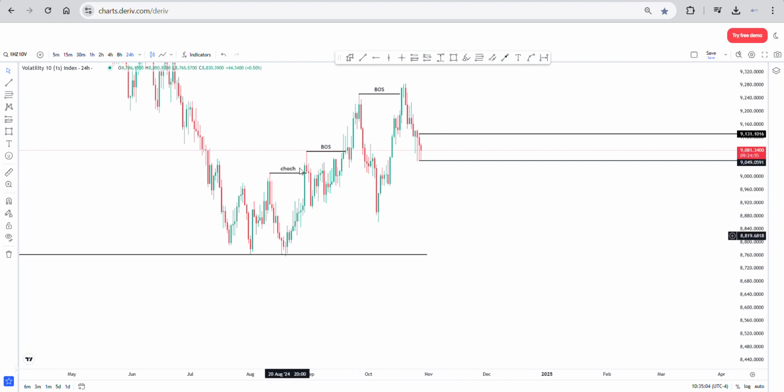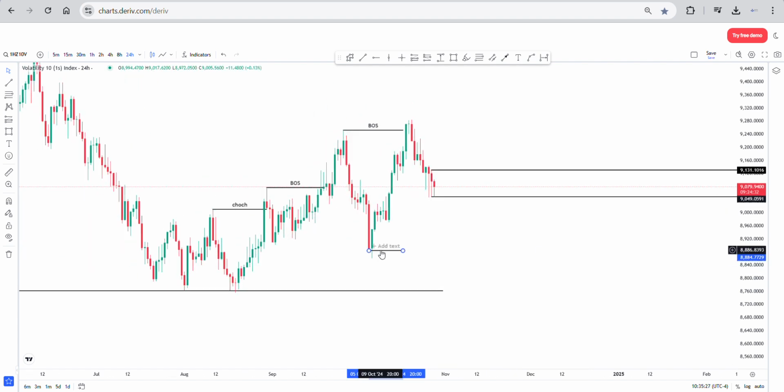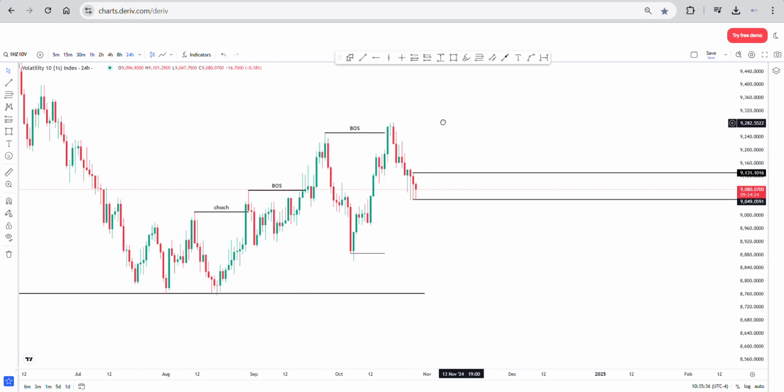So from this break of structure or change of character, we can't really see any point here that the market used. But if you go down to a lower time frame, we are likely to see the zone that price used as it went ahead to break the structure here. So here we had this low liquidated, price swept the low and refused to close below the low, and we started moving up and we've had a nice break of structure.